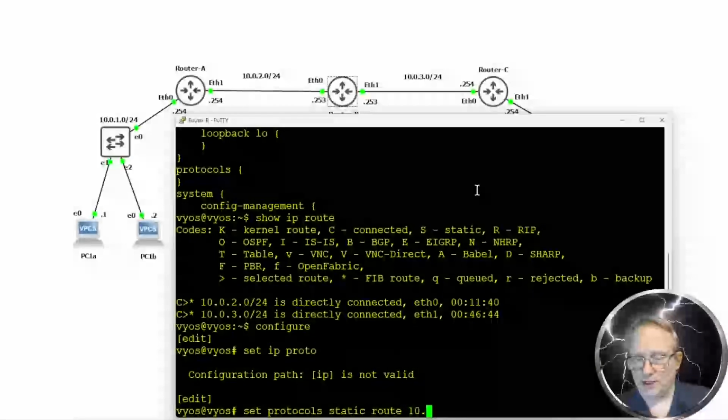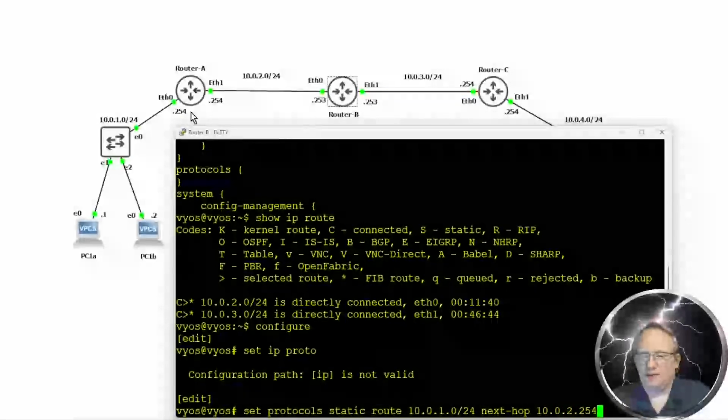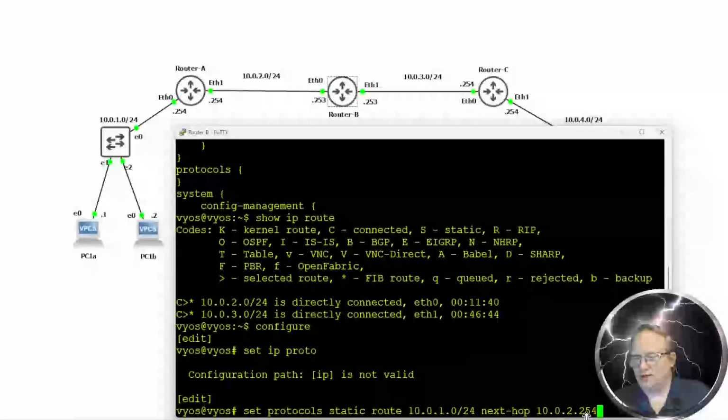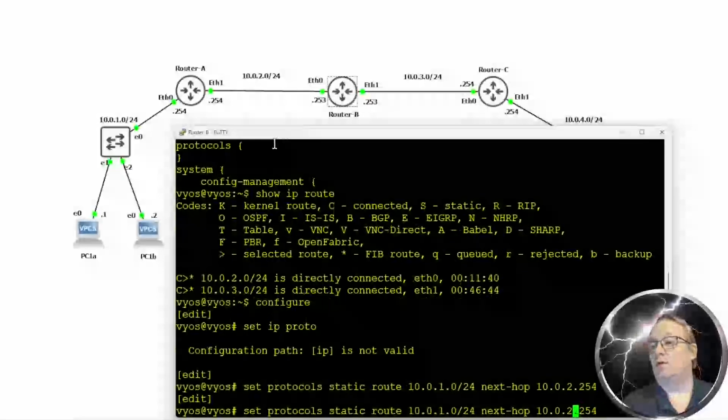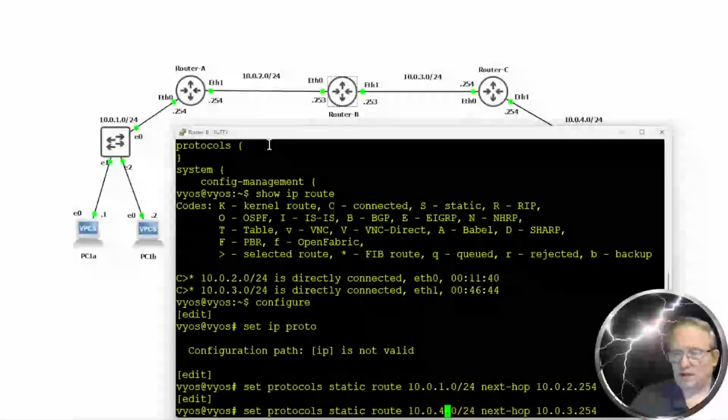Put in a route for 10.0.1.0/24. Next hop 10.0.2.254. So looking at it, I'm on router B. We have to get to the 10.0.1 network. If the first 24 bits are 10.0.1, send it to 10.0.2.254, router A. Might as well, while we're here, go to 10.0.3.254 if we're going to network 4.